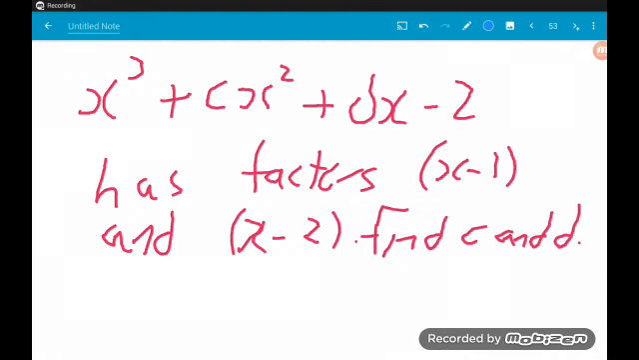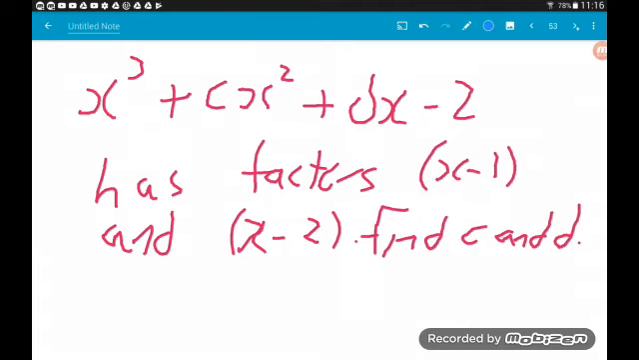Okay, to finish up then we got a nice big problem solving type question. Now we're probably going to see more of these when we get around to fully factorising and solving harder cubics, but let's do one now. Simultaneous equations are also going to be involved here. So, x cubed plus cx squared plus dx minus 2 has factors x minus 1 and x minus 2. We want to find the values of c and d.